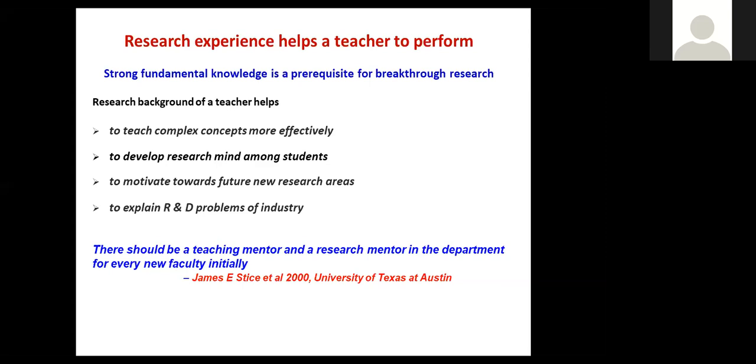A teacher needs to be a good researcher also, to develop a research mind among students. If you are not a researcher, how will you develop a research mind among the students? So, to motivate towards future new research areas, as I have already said, people always say that a great teacher motivates. So you can motivate the students. How to motivate? First, you need to be updated, then only you can motivate them.